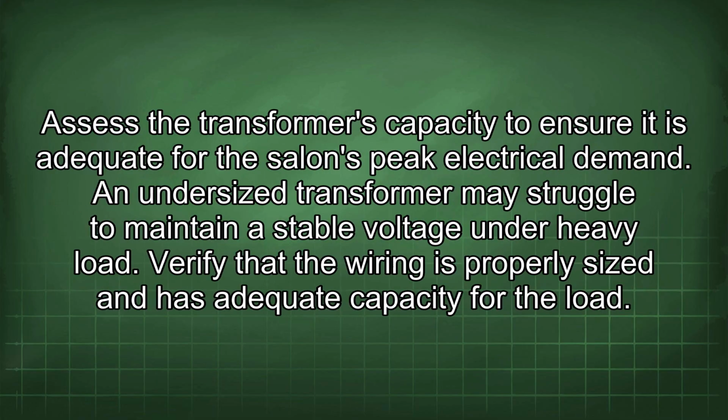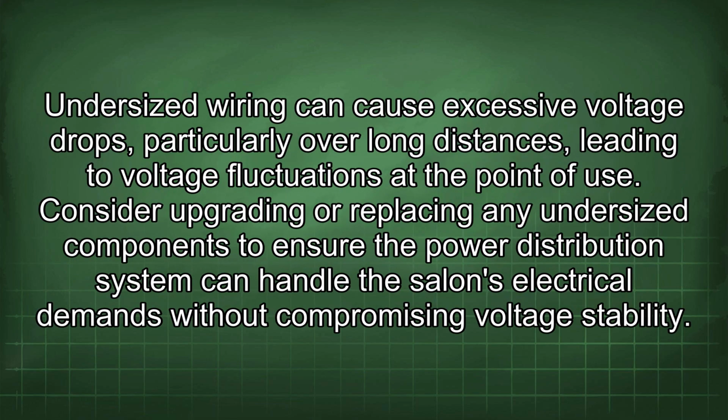Assess the transformer's capacity to ensure it is adequate for the salon's peak electrical demand. An undersized transformer may struggle to maintain a stable voltage under heavy load. Verify that the wiring is properly sized and has adequate capacity for the load. Undersized wiring can cause excessive voltage drops, particularly over long distances, leading to voltage fluctuations at the point of use. Consider upgrading or replacing any undersized components to ensure the power distribution system can handle the salon's electrical demands without compromising voltage stability.